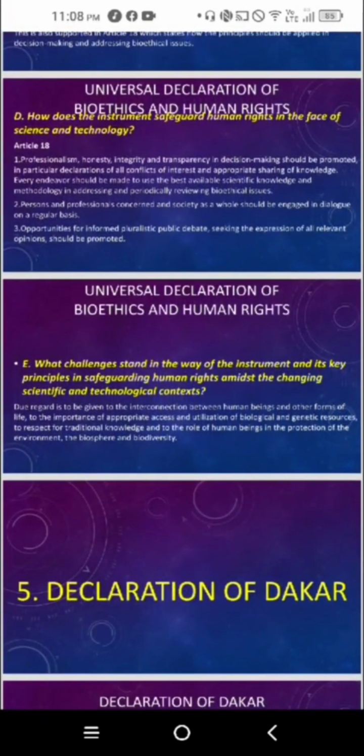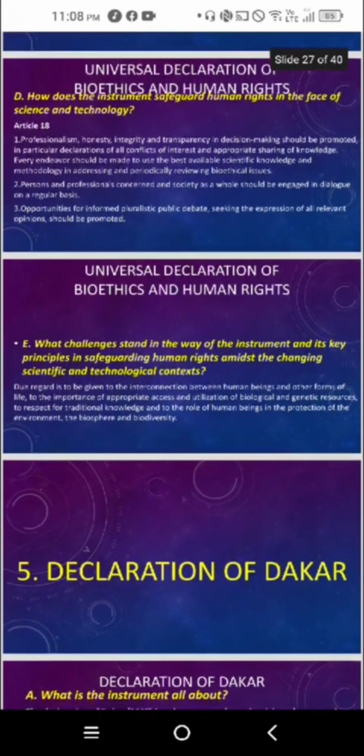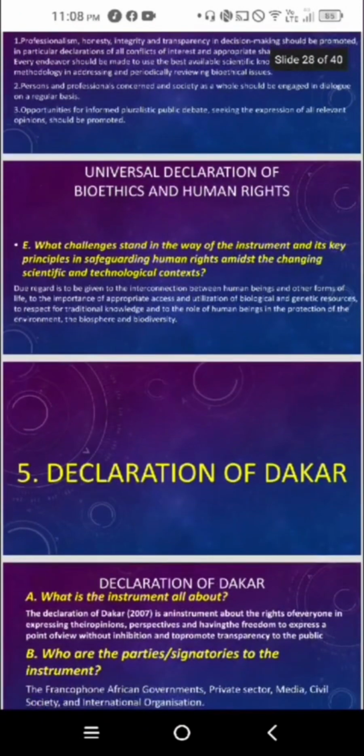How does the instrument safeguard human rights in the face of science and technology? Article 18. Professionalism, honesty, integrity, and transparency in decision making should be promoted, in particular declaration of all conflicts of interest and appropriate sharing of knowledge. Every endeavor should be made to use the best available scientific knowledge and methodology in addressing and periodically reviewing bioethical issues.